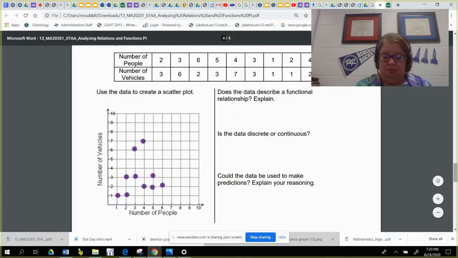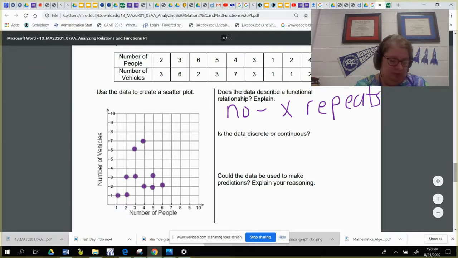Well, you could also look at the graph and notice that if you draw a vertical line here, it's going to cross twice. Here it's going to cross twice. Here it's going to cross twice. So it fails the vertical line test is another way.